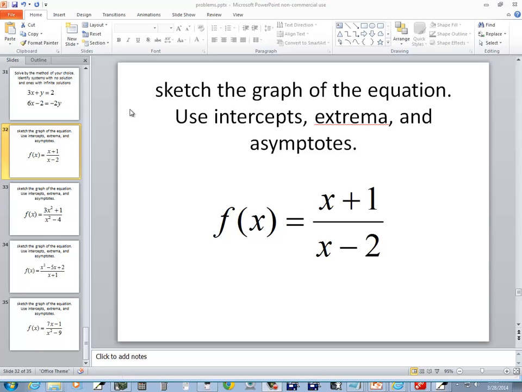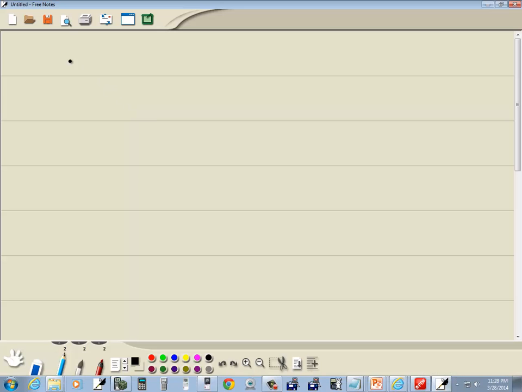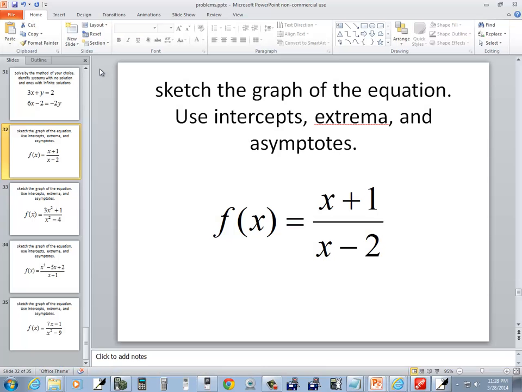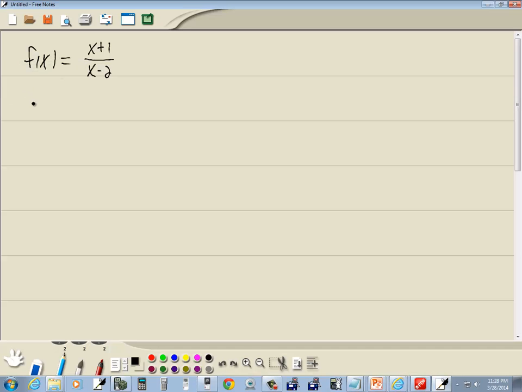Let's take a look at this problem. We've got f of x is equal to (x plus 1) over (x minus 2). And we want to sketch the graph. We want to find intercepts.